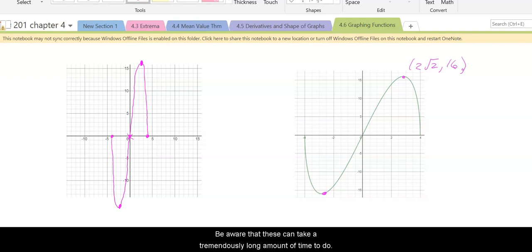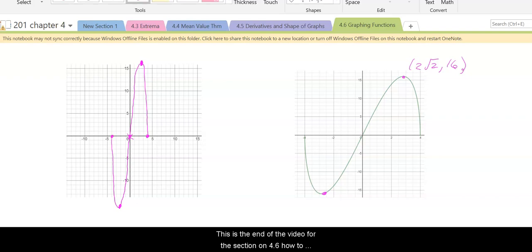Be aware that these can take a tremendously long amount of time to do, and it is very easy to make a small algebra error that causes extreme problems down the road. My advice is to use Desmos to guide you and to make sure at each step that you haven't gone off track. When you're taking an exam on this, I will break these up into separate pieces so that you can be tested on each piece individually without having to do all of it at once, since that's prone to lots of algebra errors and simple mistakes.